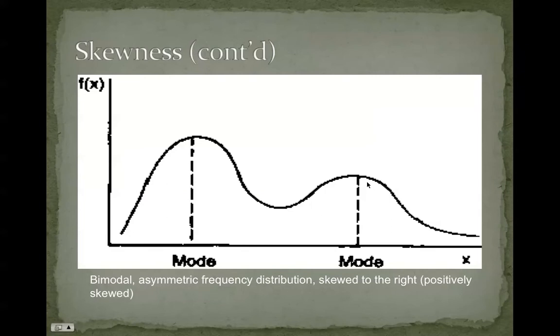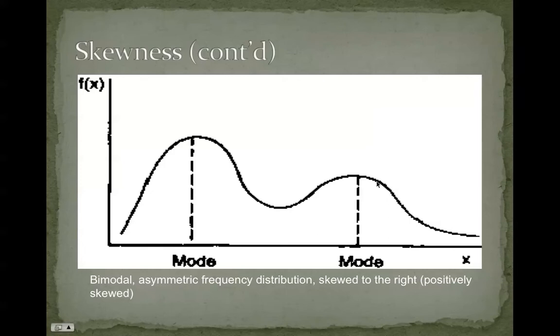And last but not least, this is the bimodal asymmetric frequency distribution, which is skewed to the right, a positive skew. Again, let's talk it through. We've got data that are distributed bimodally. We have one mode here and one mode here. So two peaks, right? Two peaks in the data, one peak and another peak. So we have two modes.